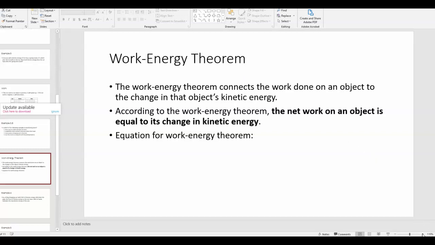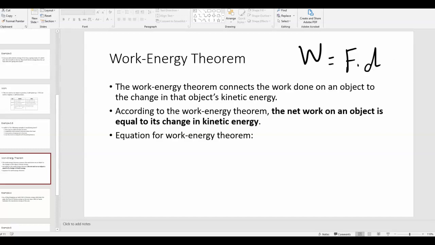Okay, so in the last video, we talked about the concept of work. And remember, work is when a force can transfer energy to or from an object. And then we also talked about the equation for work. And the equation for work looks something like this. We have W, that's work, is equal to force times distance.